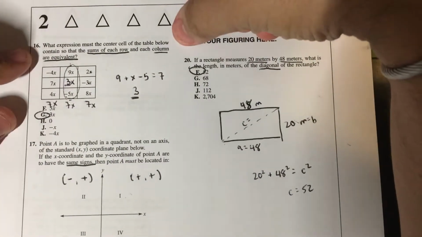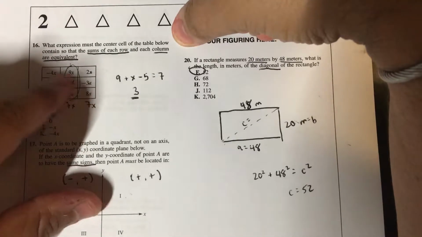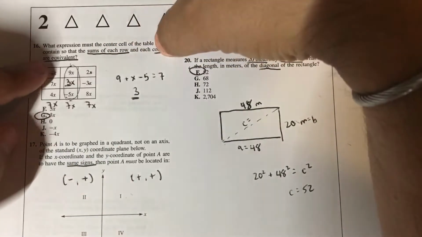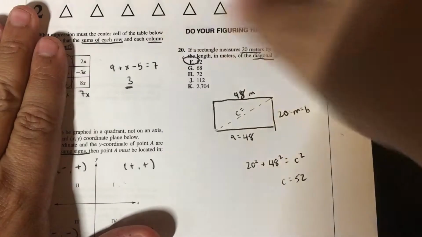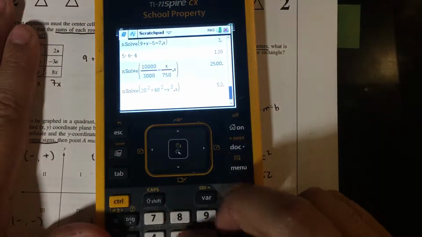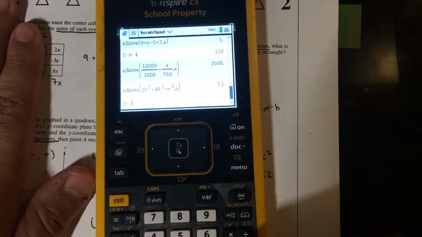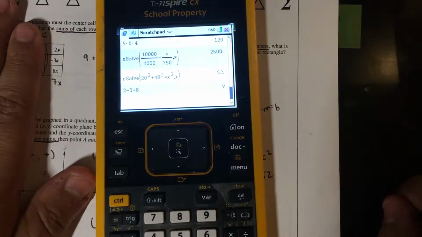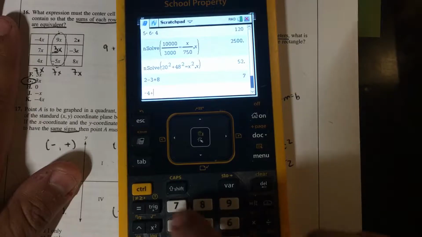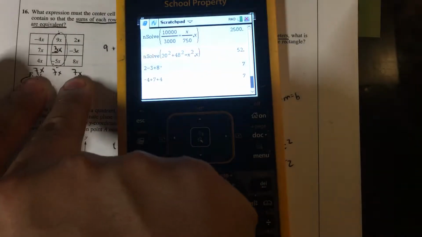So here, the first one's asking which expression must this center one right here be so that the sum of each row and each column are equivalent. So what I went ahead and did is I added up the rows, and I could do that using the calculator here. So let's forget about the x. Let's just use the numbers. 2 minus 3 plus 8, that equals 7. Okay, and if I did the same for these numbers here, negative 4 plus 7 plus 4, well, it equals 7. So these should add up to 7.